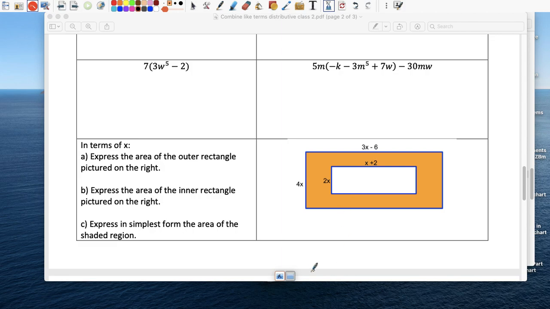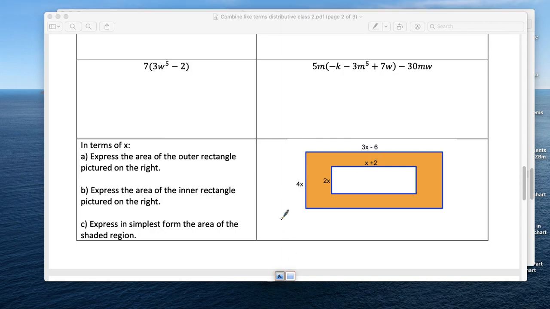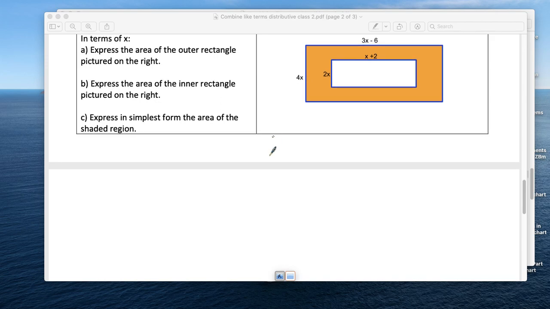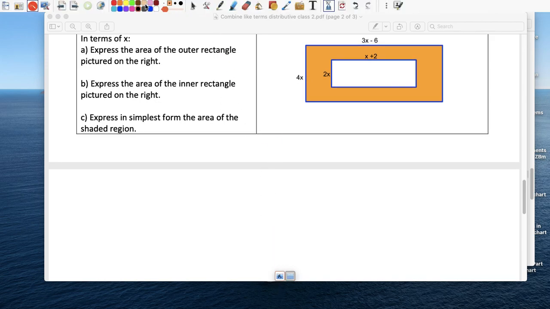All right, so we have two rectangles, one inside the other one. So what happens if I remove the white rectangle? I'm going to be left with that orange part, right? So there are two rectangles here. So let's take care of the orange. The orange rectangle is a big one. Right, so imagine that was an orange rectangle.